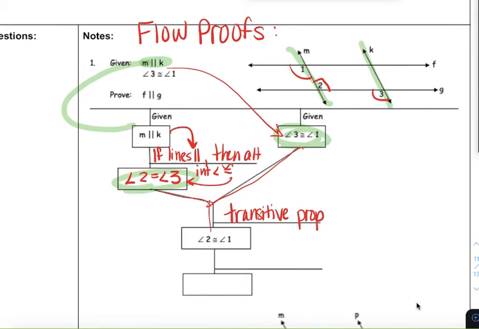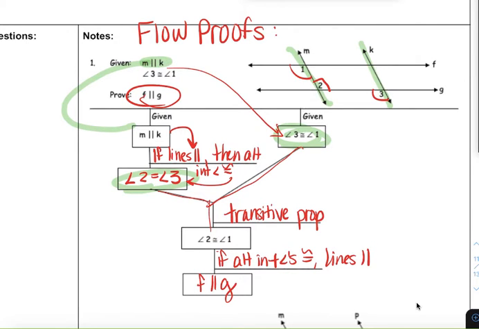Now I look and I know about those angles. Those angles are alternate interior angles. And if alternate interior angles are congruent, I know that lines are parallel. Now, that's what I was trying to prove all along. So because 2 is congruent to 1, I can say that F is parallel to G, because if alternate interior angles are congruent, lines are parallel.